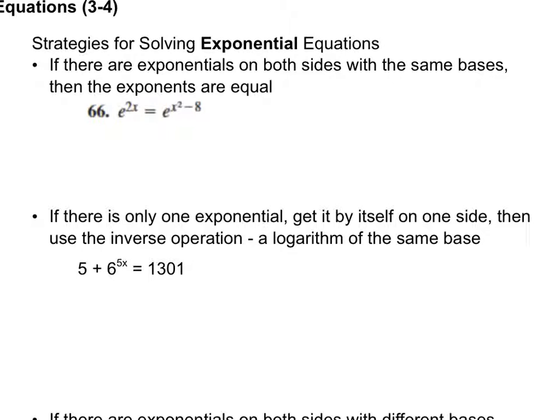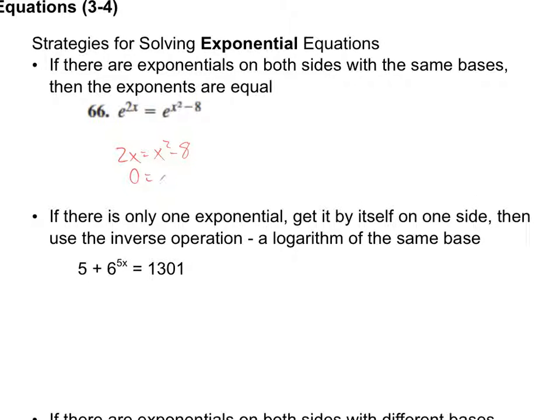Now, if these two are equal, how would I figure this out? Could you just drop the e? You just do 2x equals x squared minus 8. Because if I'm raising e to powers and I know the results are equal, then those powers must be the same. Even though they look different, there is a value of x that is going to make them the same. And now I just have a quadratic equation that I'm solving.